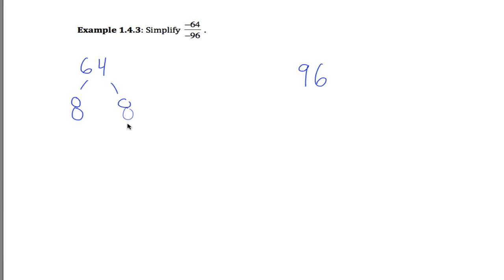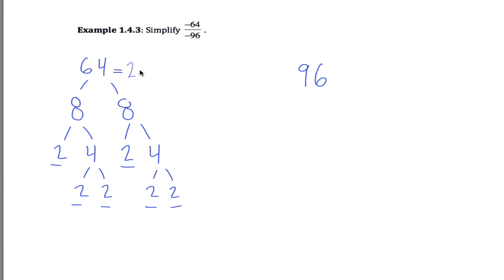64 is 8 times 8, and that's one way to express 64. And 8 is 2 times 4. But these 4s are 2 times 2. In other words, 64 is 2 times 2 times 2 times 2 times 2 times 2. 6 of these 2's. 2 to the 6th power.